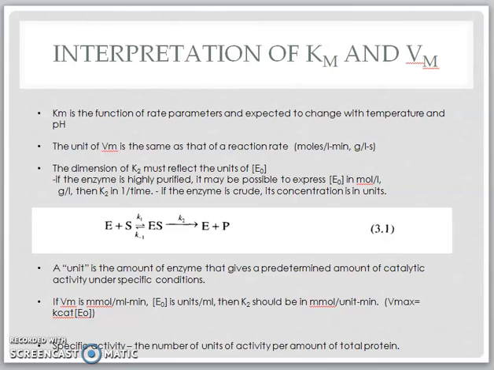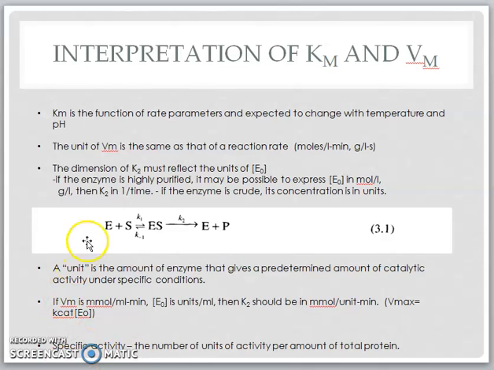A small Km also indicates that the enzyme requires only a small amount of substrate to become saturated. Therefore, the maximum velocity is reached at relatively low substrate concentrations. A large Km indicates the need for higher substrate concentrations in order to achieve a maximum reaction velocity. The Km is independent of the enzyme concentration. It is more dependent on the substrate concentration.